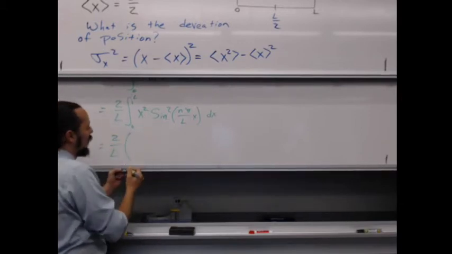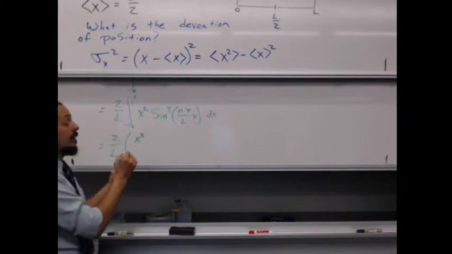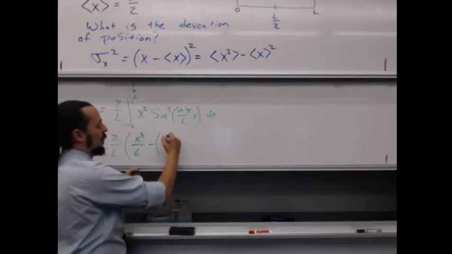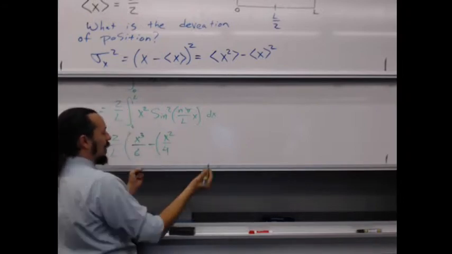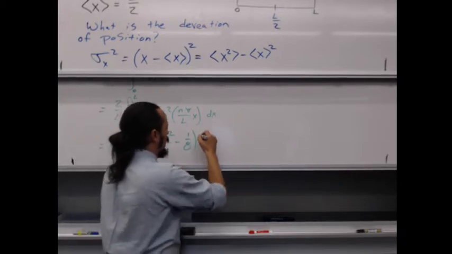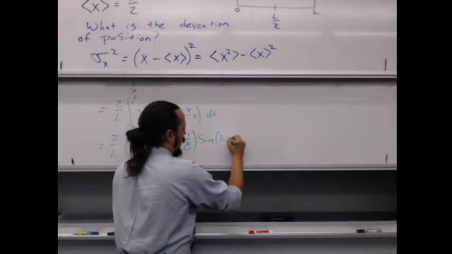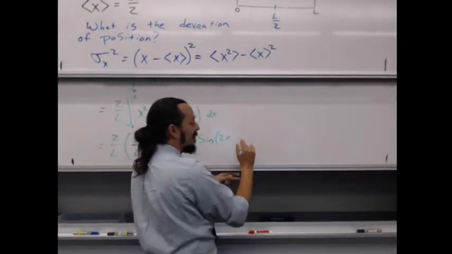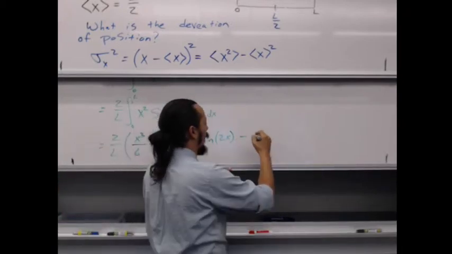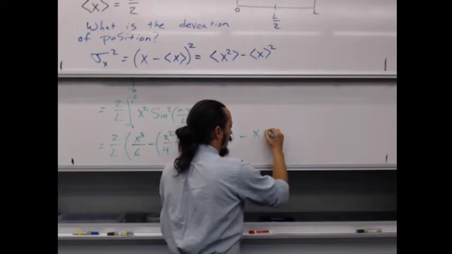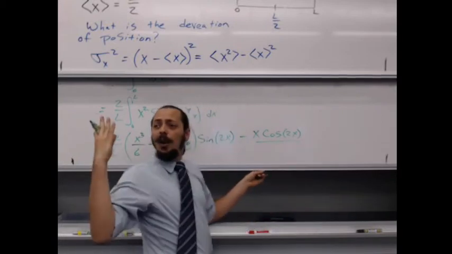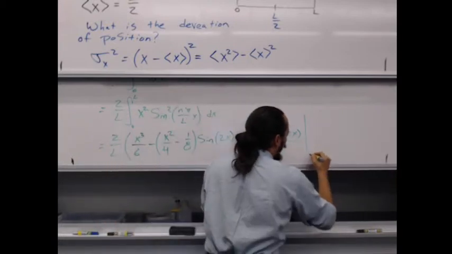2 over L is going to be x cubed over 6 minus x squared over 4. Is that minus inside the sine or outside the sine? Okay, minus. x cosine of 2x all divided by 4, all evaluated from 0 to L.